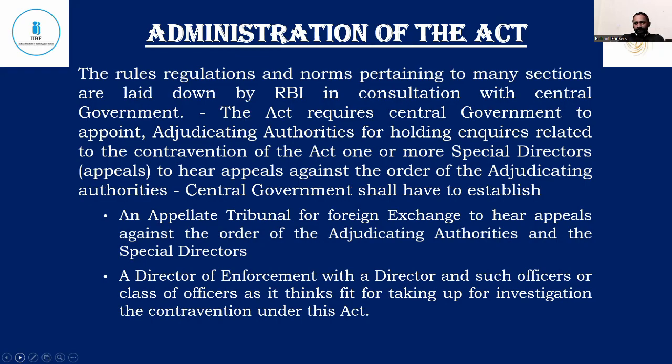Like, we have done a contravention, or I have done a contravention. I've been punished. So where will I appeal? I've been given a penalty. I do have the right to appeal. So it's the duty of the central government to create an appellate tribunal where a person can appeal for the contravention.